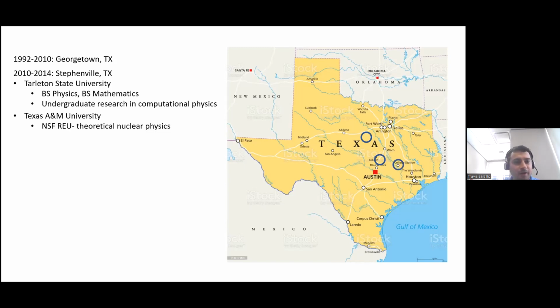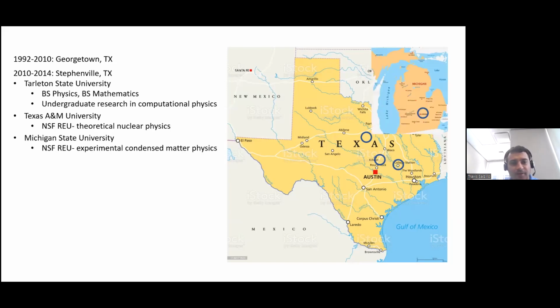While I was there, 2 summers, I did summer research at other institutions, one at A&M where I studied theoretical nuclear physics, specifically the formation of quark gluon plasma from high energy collisions. We simulated ones that they were doing, for example, in CERN. And then the following summer, I went to Michigan State up north, and there I studied experimental condensed matter physics. And specifically, I worked with an ultra-fast electron microscope.